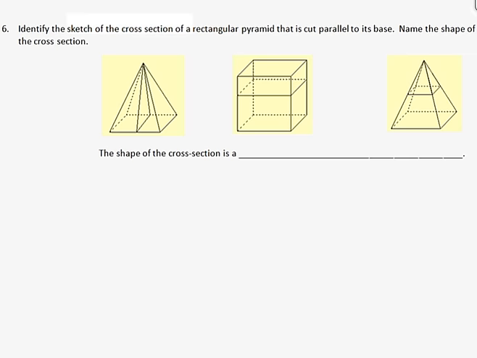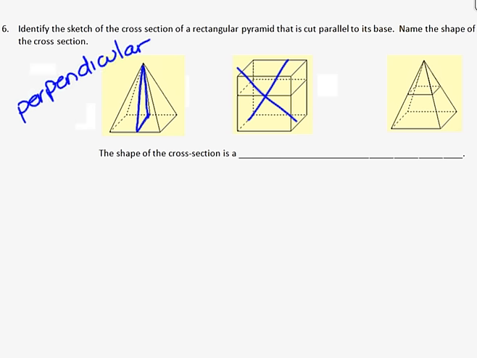All right, next, identify the sketch where there is a rectangular pyramid. So right away, it cannot be the cube. So a rectangular pyramid where the cross section is cut parallel to the base. So this one right here, since it's touching the base, that's our cross section, that one's not parallel. This one is actually cut perpendicular.